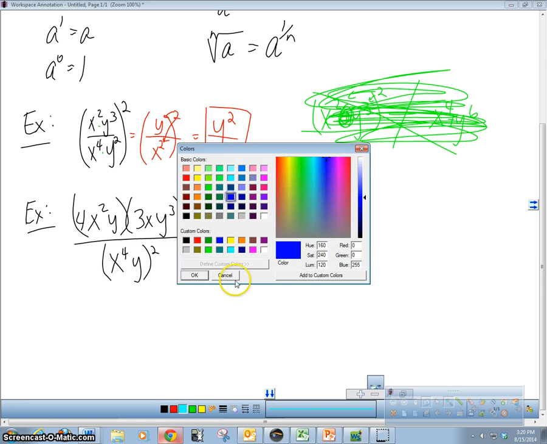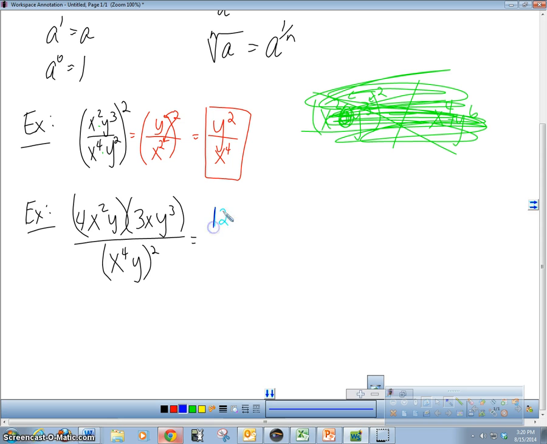Let's pick a different color here. Let's go blue. And then we're going to do x squared times x, which is x cubed, because there's a 1 right here, so we're going to add the exponents. So y to the 4th, over, and now here, let's go ahead and distribute that 2 in here. So x to the 8, y squared.